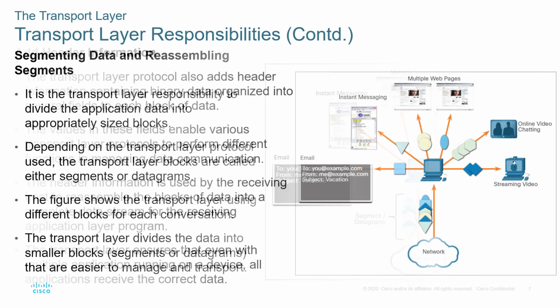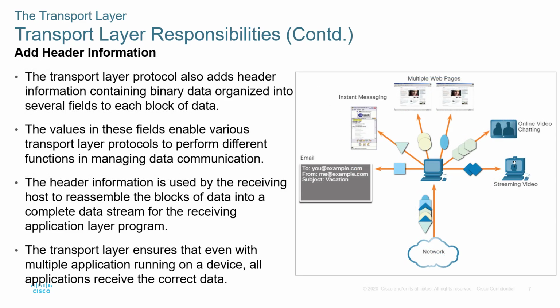Just like in the previous layers, we're also going to be adding header information. Whether it's TCP or UDP, you will get a layer 4 header. The header information is used on the receiving end to basically reassemble everything. So it's not just about the individual tracking, it's all of the smaller portions of that. The transport layer will ensure that even with multiple applications running, only the correct application, the correct window in the application, will receive the correct data.